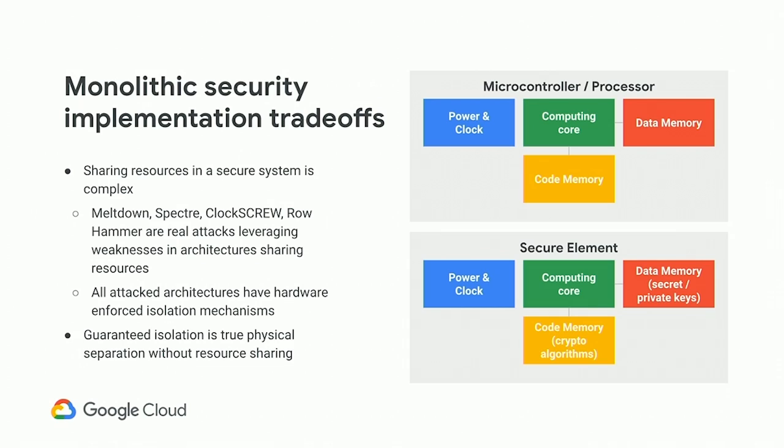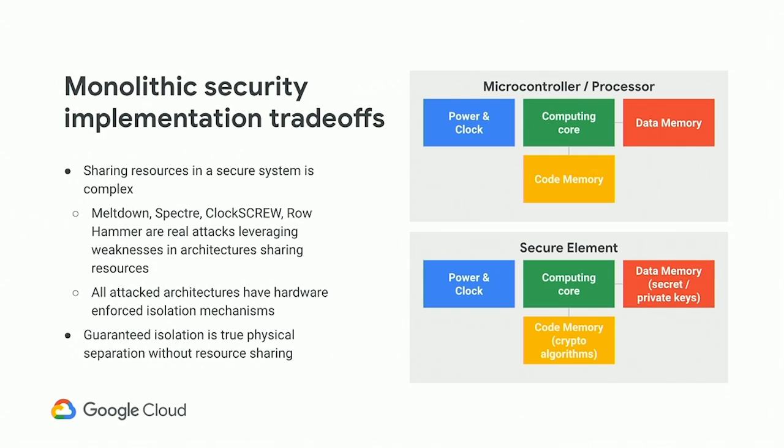Now, in conclusion, sharing resources in a secure system is quite a complex task, right? So you need to think about how you can defend yourself against all those types of attacks that are quite clever. But all those attacks have one thing in common. They have access to this one system where all those resources are together. And basically, all those attacks are leveraging the fact that there is a weakness in the implementation. It's a hardware weakness, that's very clear. But it's a weakness based on the fact that those resources are shared.